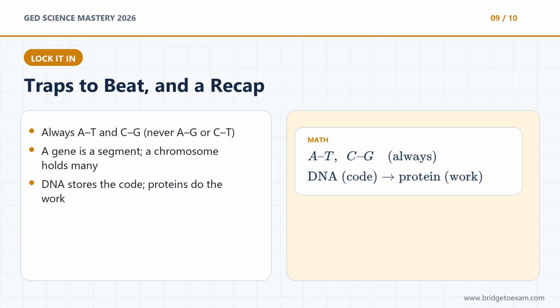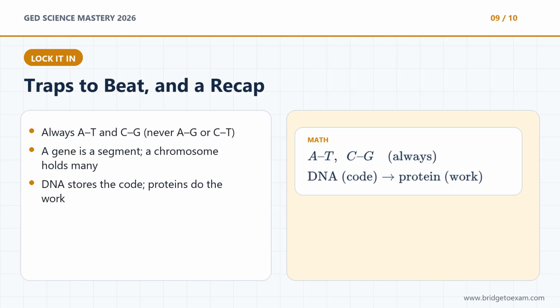Let's lock in the traps. 1. Wrong pairing. It is never A with G or C with T. It is always A with T and C with G. 2. Thinking a gene equals a chromosome. A gene is only a segment. A chromosome holds many genes. 3. Thinking DNA does the work. No, DNA stores the code, but proteins do the work. 4. Thinking all mutations are bad. Many are neutral or helpful.